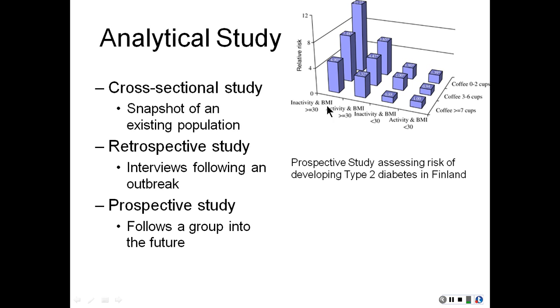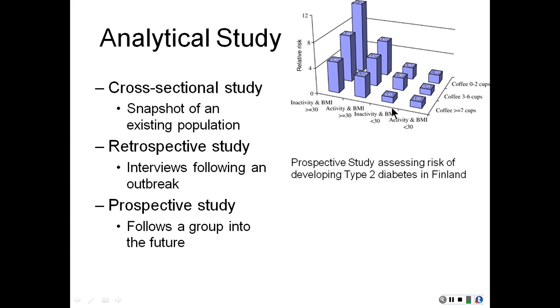And here's a prospective study assessing the risk of type 2 diabetes in Finland, and they looked at a couple of different things. Here's the relative risk. They looked at activity and BMI. So if you were inactive and had a high BMI, you're over here. If you're active and have a low BMI, you're over here. They also looked at coffee intake: low coffee intake over here, high coffee intake over here. So who's at most risk for developing type 2 diabetes? People who are inactive, have a high BMI, and don't drink enough coffee.